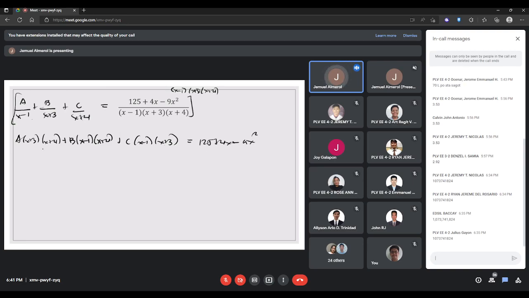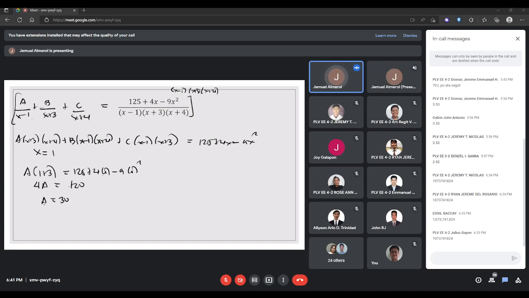Okay? So first, when x is equal to, siyam na natin to, 1. So lahat ng mga x minus 1, tanggalin ninyo na muna. So such as yung b and c may x minus 1. Okay? So we have a times 1 plus 3 equal to 125 plus 4 times 1 minus 9 times 1. This is 4a equal to 125 plus 4 is 129 minus 9, 120. Therefore, our a would be 30.